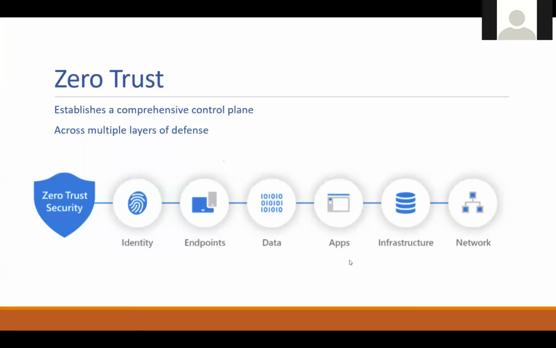Zero trust is established on a control plane of six different elements. A lot of the security mechanisms within these elements are pretty common, and they're well known, and people have been using them for a while. Now it's just the idea of trying to pull all this great information together and use these different events in correlation to establish policies and to respond. So we have identity, endpoints, data, applications, infrastructure, and network.